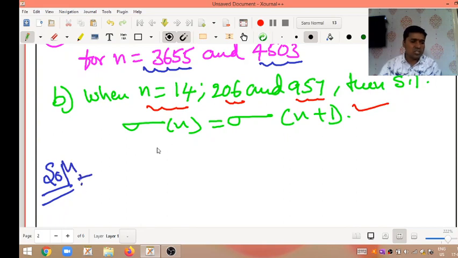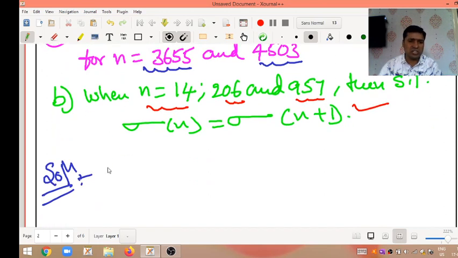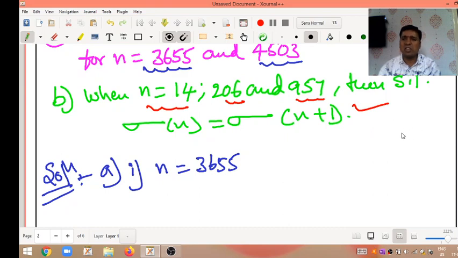Okay, for that purpose, what is given here? Two integers are given. So for the first integer, n is equal to 3655. We all know that in number theory every integer should be written in the form of prime factorization. So let us convert 3655 into prime factorization. The unit place is 5, so this will be divisible by 5. 5 7s are 35, 5 3s are 15, 5 1s are 5.